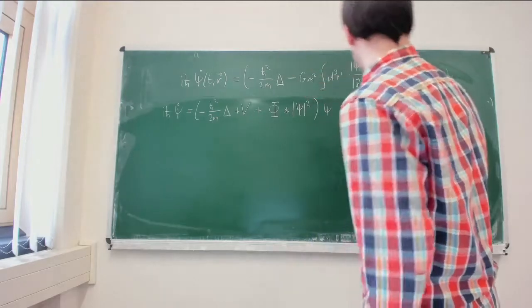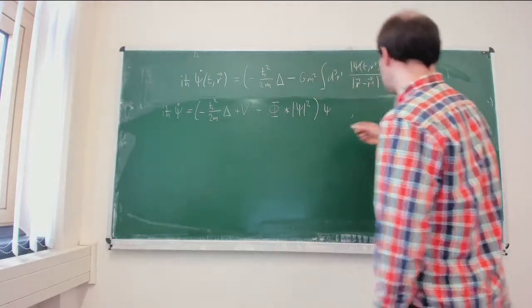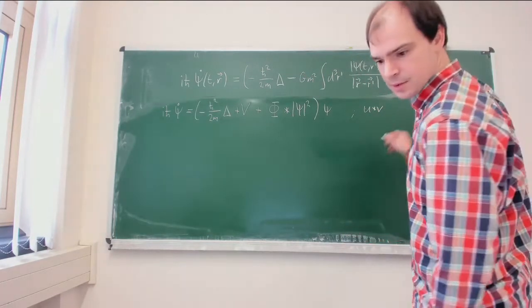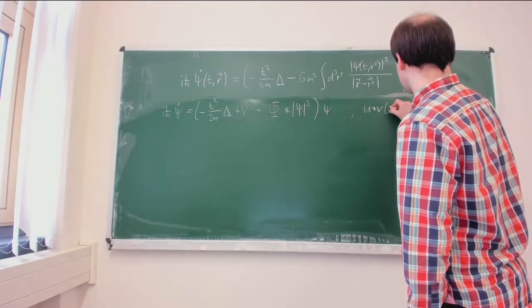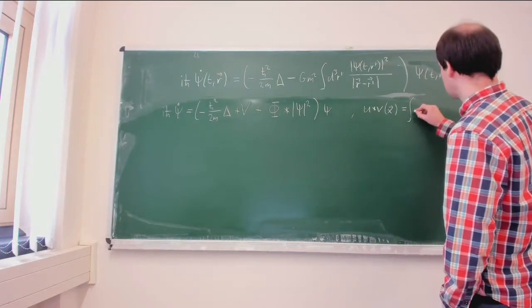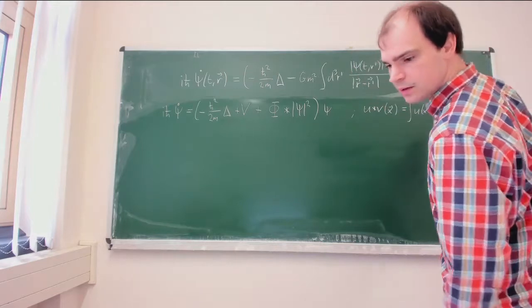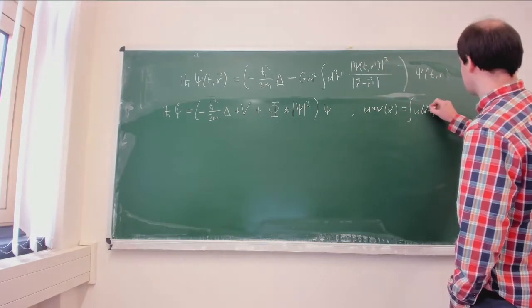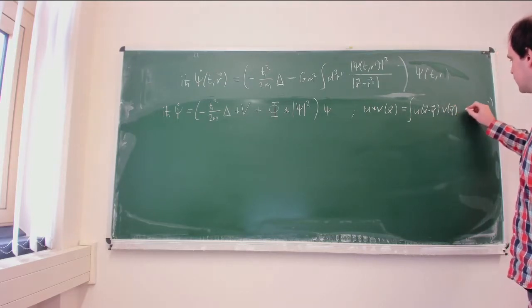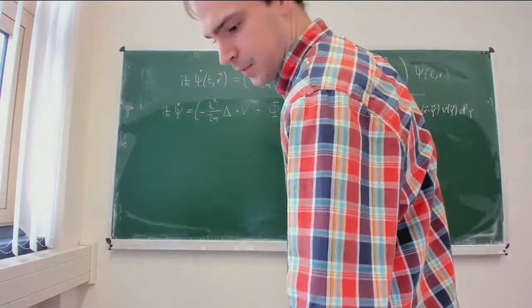And just to remind you, or if you haven't seen this notation before, the convolution of two functions u star v of x is defined as the integral u of x minus y, v of y, integrated over y. Okay.